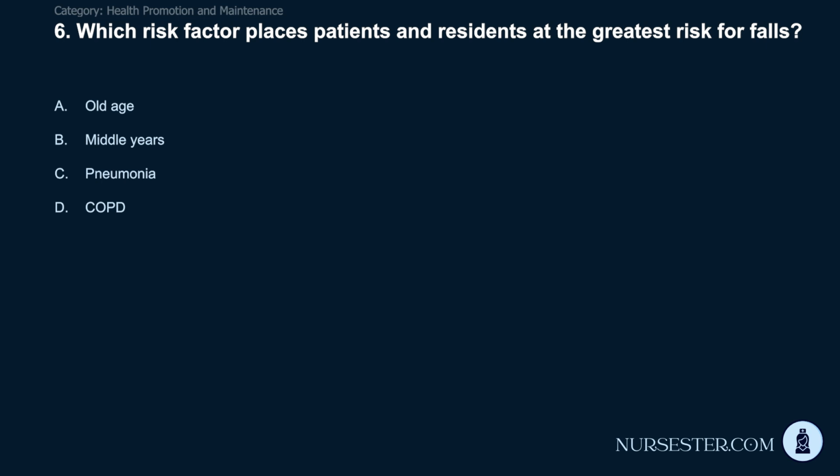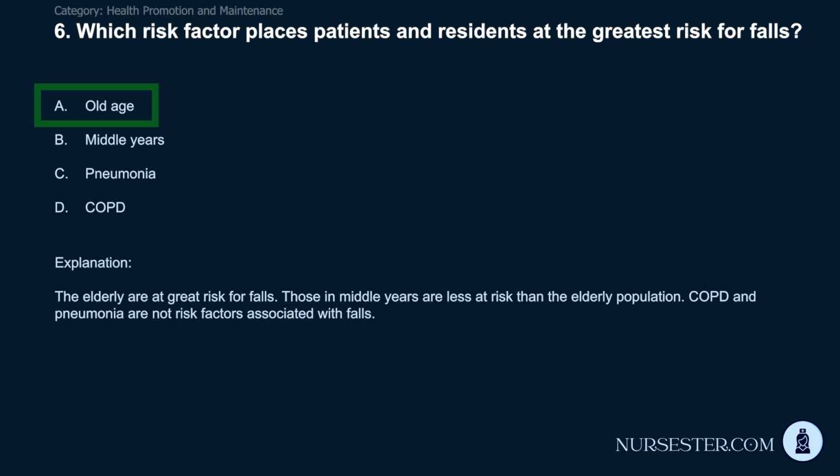6. Which risk factor places patients and residents at the greatest risk for falls? A. Old age. B. Middle years. C. Pneumonia. D. COPD. Correct answer, A. Old age. The elderly are at great risk for falls. Those in middle years are less at risk than the elderly population. COPD and pneumonia are not risk factors associated with falls.